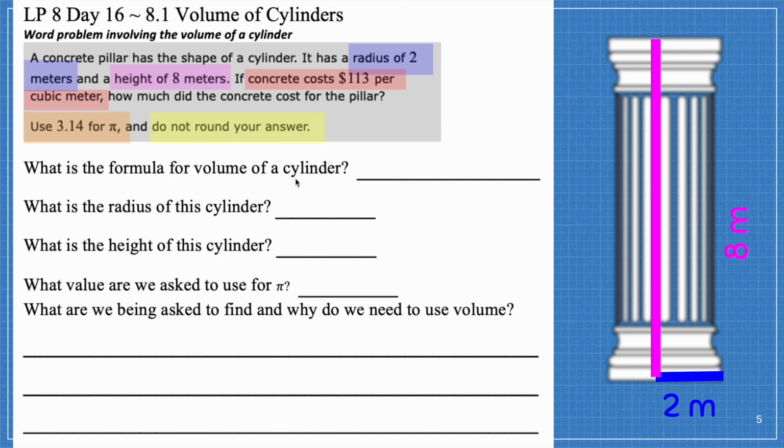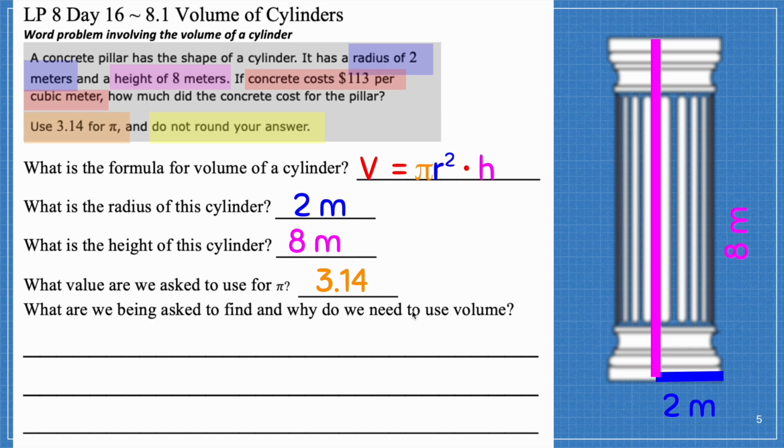Okay. So what's the formula for the volume of a cylinder? Volume equals pi r squared times h. So r is our radius, h is our height. Now, if I know my radius is 2, I know my height is 8, and they asked me to use 3.14 for pi, I can use this formula pretty easily. I have all 3 pieces that I need.